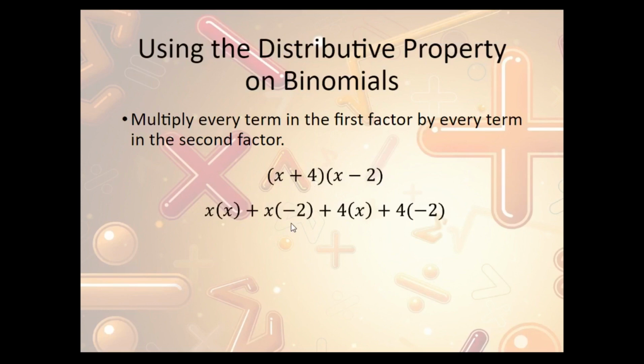And now we go ahead and combine these. So x times x is x squared. Negative 2 times x is negative 2x. 4 times x is 4x. And 4 times negative 2 is negative 8.